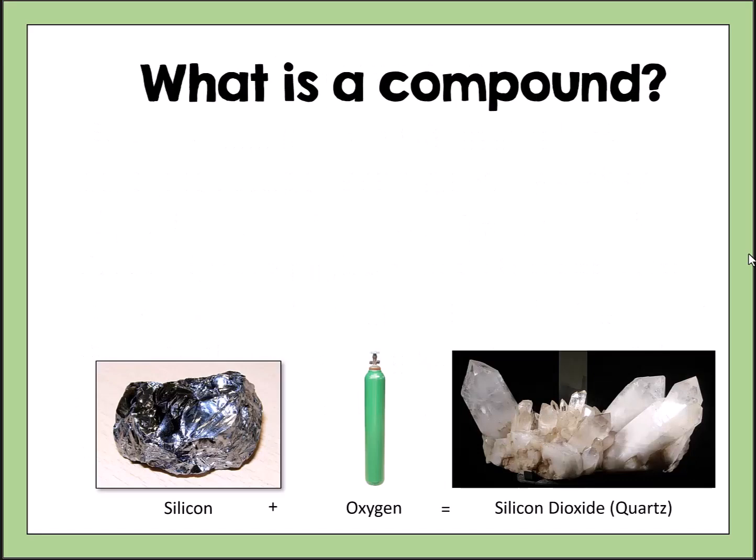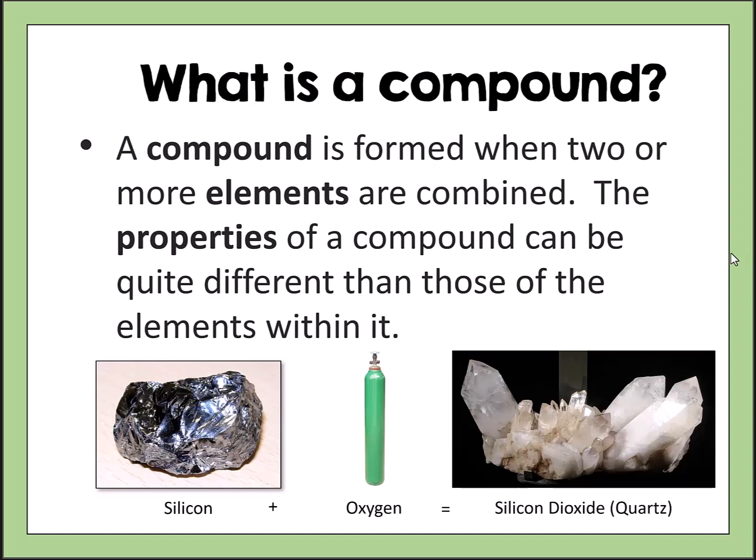A compound is more complex than an element. A compound is formed when 2 or more elements are combined. The properties of a compound can be quite different than those of the elements within it. So here is silicon, an obviously shiny solid, and oxygen is obviously a gas. But when those 2 combine, they can create a compound known as silicon dioxide, which is commonly known as quartz. So a mineral found in the ground, and the properties and characteristics of this compound are clearly very different than the elements inside it.